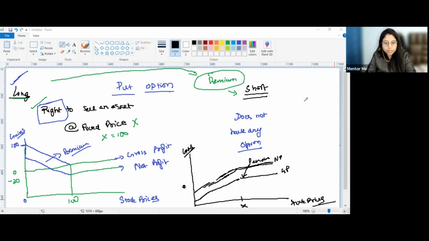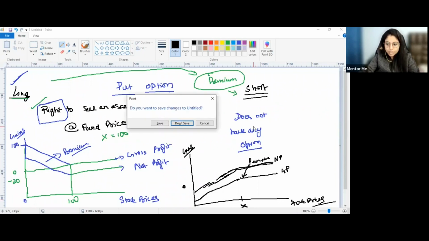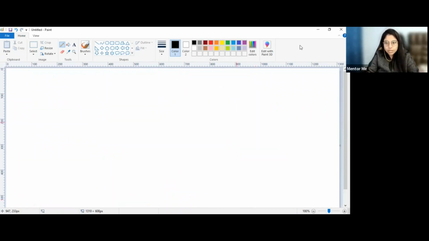I hope you've written down whatever is there on the screen right now. Now, just summarizing it up, for a long put party, you have an option to exercise. Okay? If we talk about your payoff, see, two things: payoff means gain. Okay? Gain means how much net profit you are making from the deal. That will include the impact of the premium.